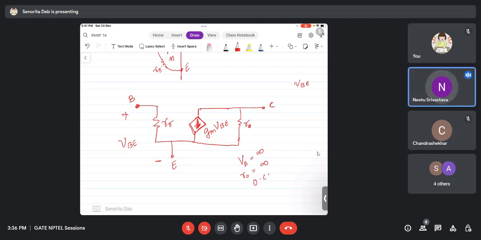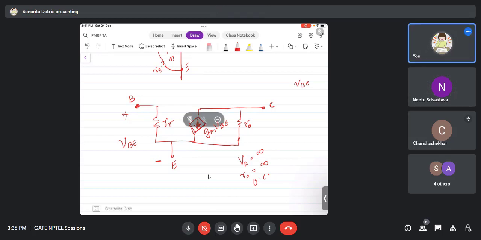Ma'am, please repeat again in which case VA is going to be infinite. Sometimes in the question itself, the question will assume that the early voltage is infinite. There is no case where the early voltage is actually infinite for any BJT. In an ideal BJT, the early voltage will be infinite. Yes, ma'am. So in that case, R naught will be taken as infinity.